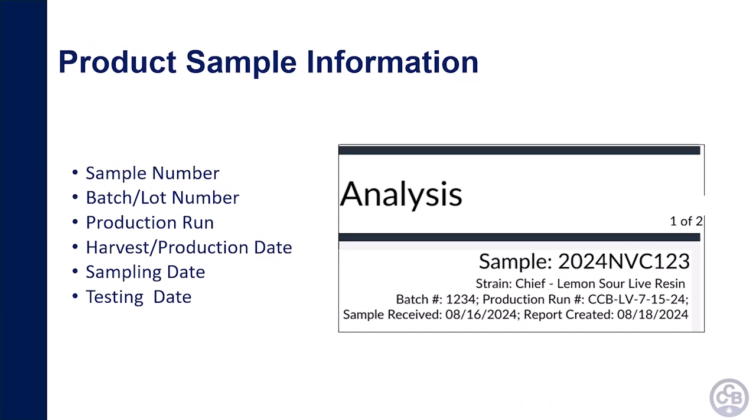Next, we'll move to the top right-hand corner of the page. The information will include the laboratory sample number, batch and lot numbers for usable cannabis, and production run numbers for cannabis products. There will also be a few dates of importance: the harvest or production date of the product, the date the sample was received, and the date that the test was performed.